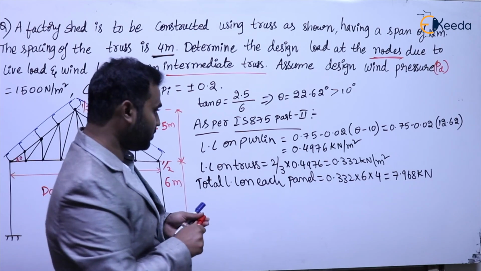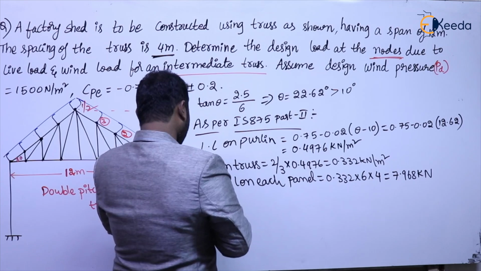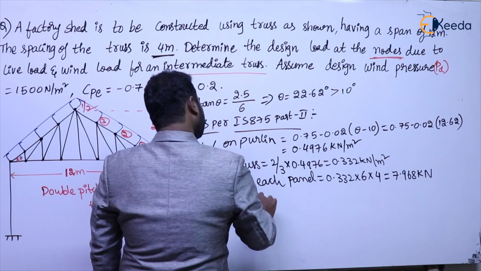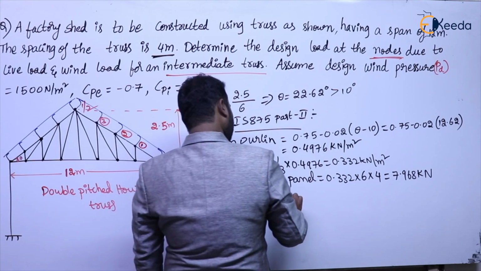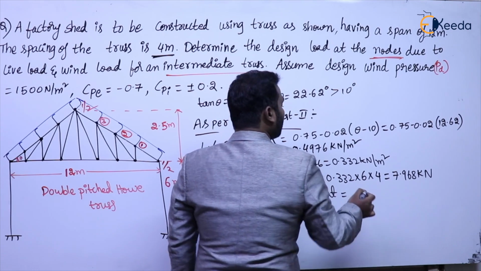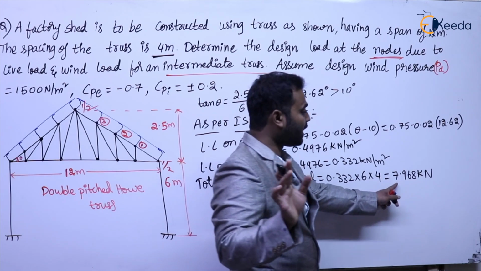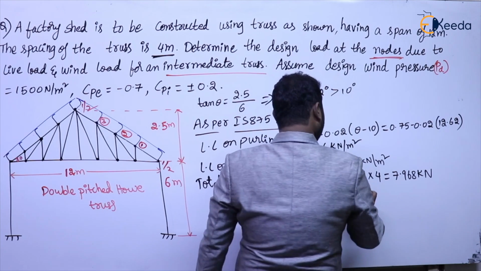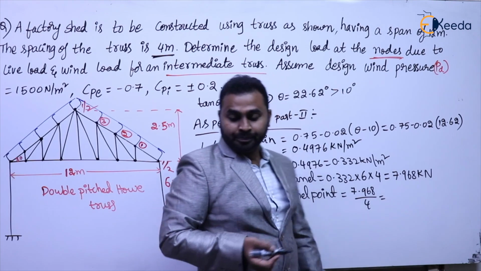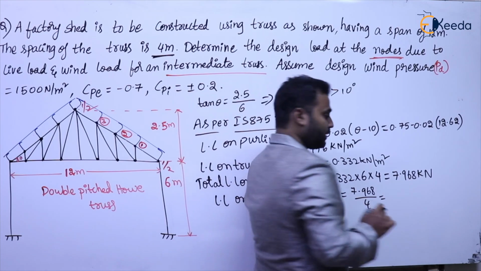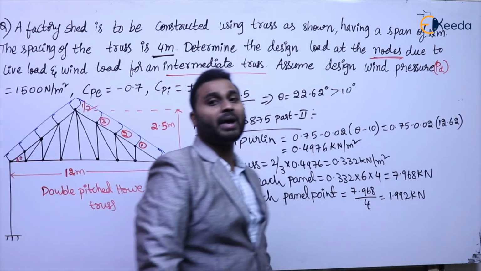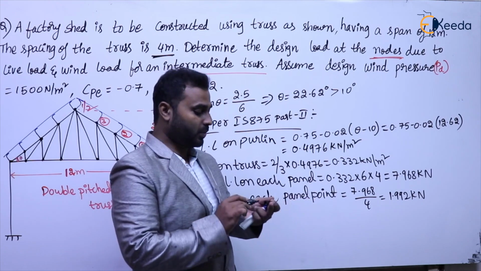Now load on each point is how much? Live load on each panel point. As the four panel points are there, this value is to be divided by 4. That is 7.968 divided by 4. So this value comes out to be 1.992 kilonewton. So this is the load on each panel point.